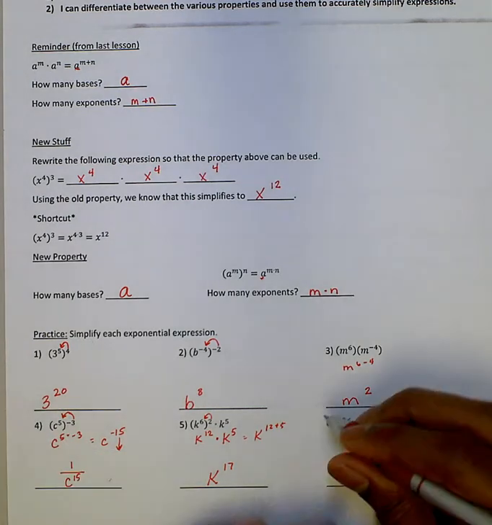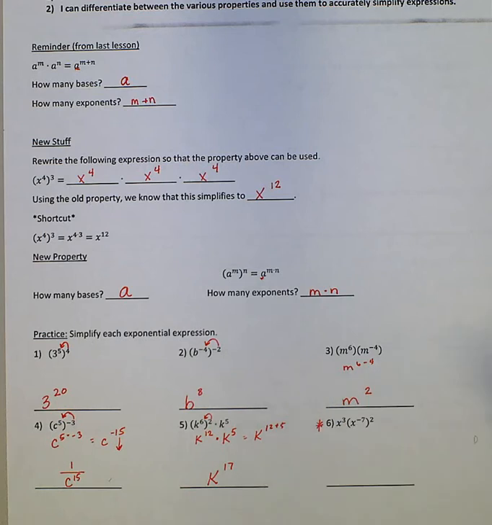Alright, so try number 6 on your own. Have that for me. Okay, using the same rules as we've done up to that point.